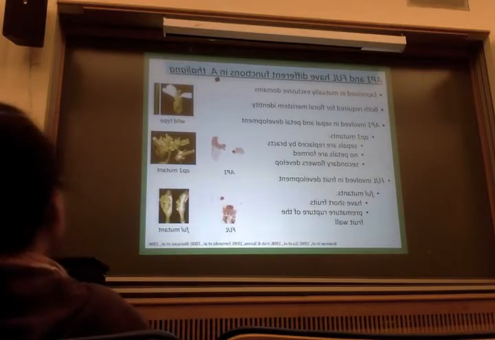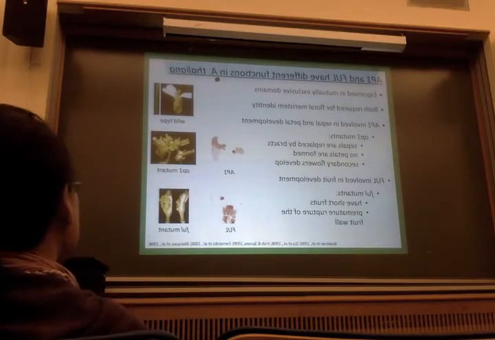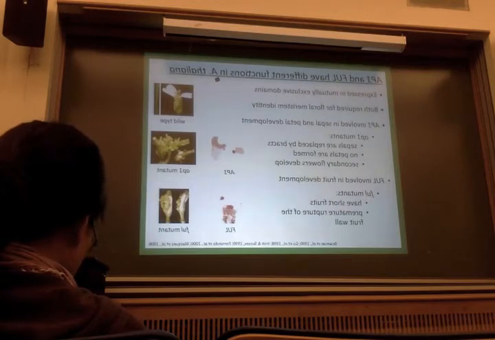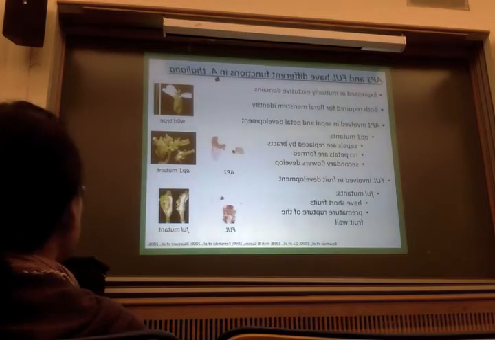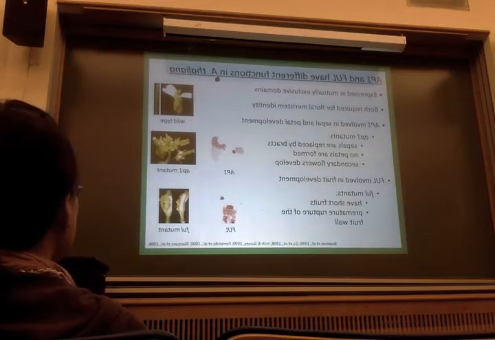Whereas FUL is involved in fruit development. And here we see a wild type fruit. It has these long, elongated fruits. And in FUL mutants, where there's no FUL function, we get short fruits that fail to elongate, and then there's a premature rupture of the fruit wall, like we can see here.